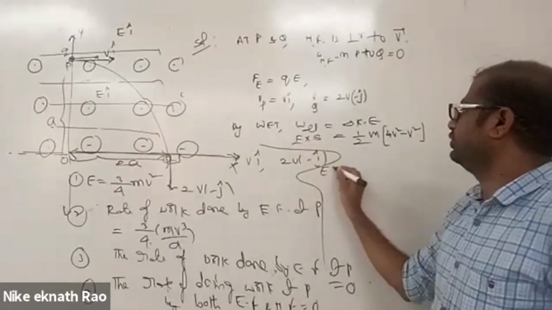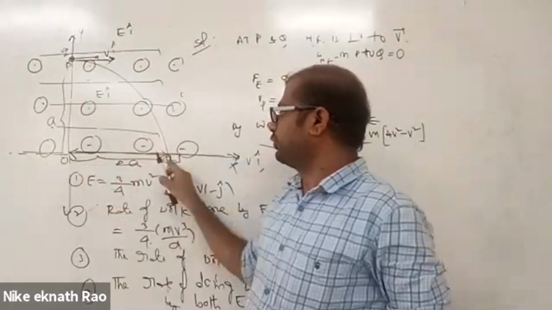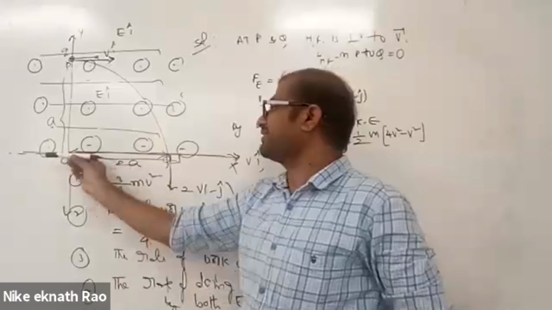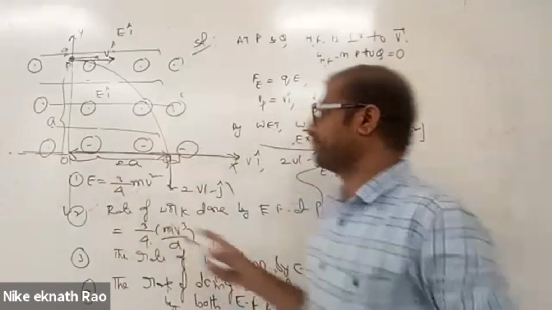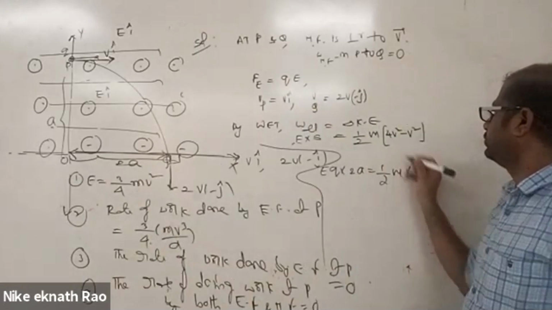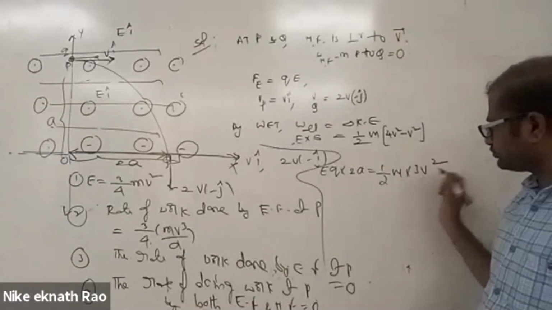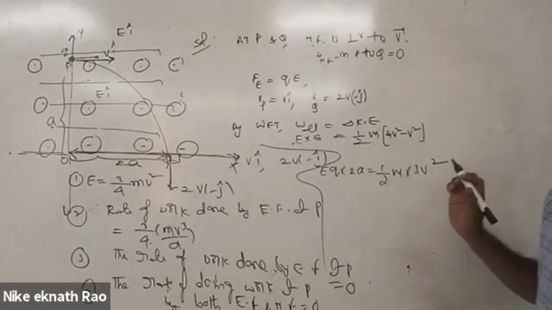Electric force is E into Q. Displacement along the x direction of the particle from P to Q: along the x axis how much displacement is it? 2a. So that is, force times 2a is equal to half m into 3v square. So what can you write down now? Just step by step.